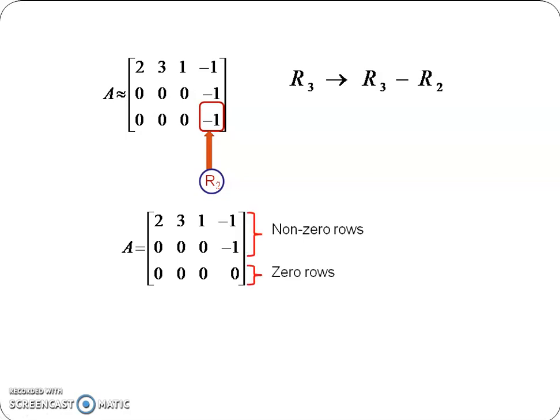Now count the number of non-zero rows. The number of non-zero rows is equal to 2, and that's why the rank of A is equal to 2.